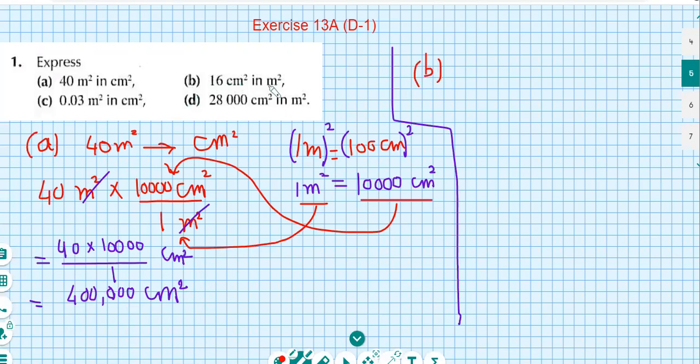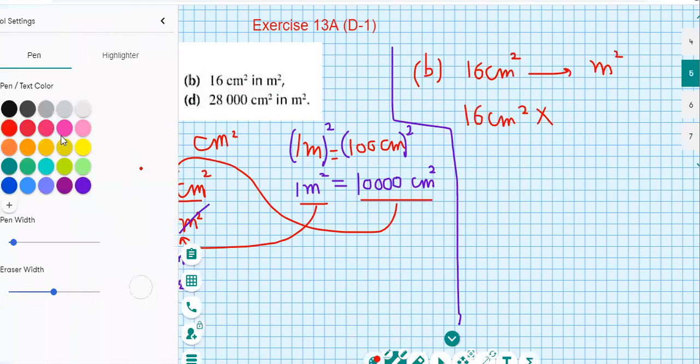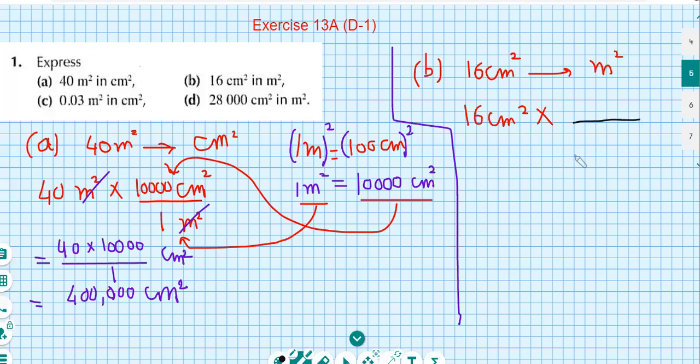In part B, we have 16 centimeters square and we have to convert into meter square. So 16 centimeters square is to be converted into meter square. So I'm writing here 16 centimeters square, and then I'll multiply 16 centimeters square with the conversion factor. So the conversion factor is this. Centimeter square should be written at the bottom and meter square at the top, so that centimeter square can be cancelled out.